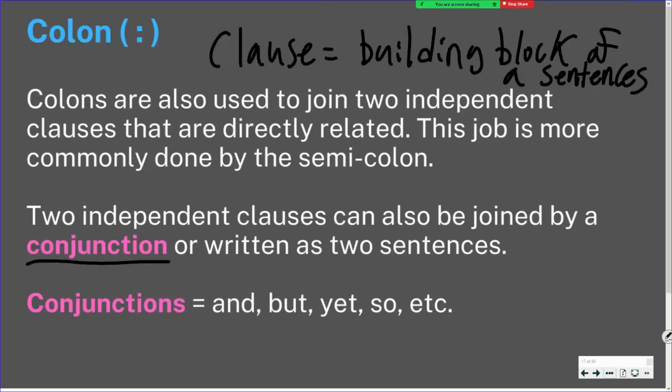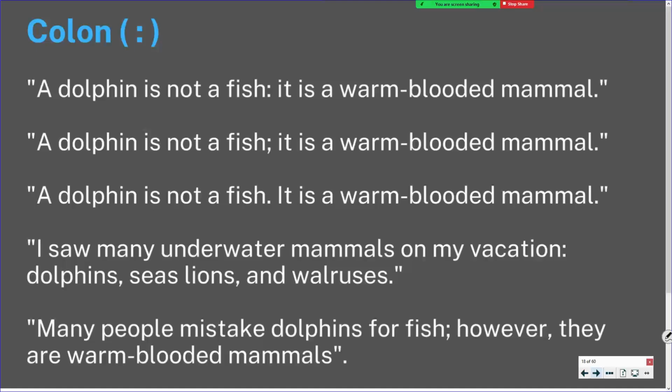Learn the rules. Step two, learn how to use them. And maybe even break them a little bit once you get really advanced, right? But you have to learn the rules. Here's some examples. So, a dolphin is not a fish: it is a warm-blooded mammal.